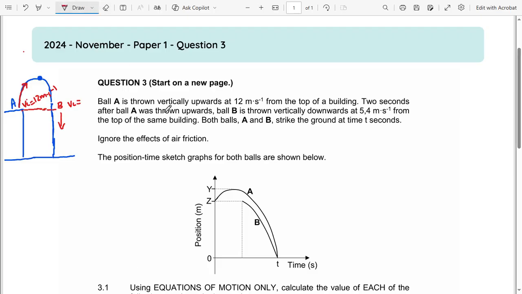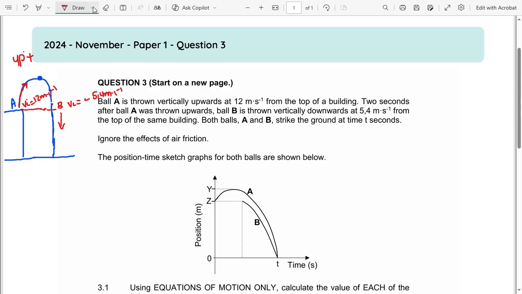Okay, so now I think there's something that I need to fix here. Direction. So they say let's say I choose up to be positive. If I choose up to be positive, you can see that the velocity of B will go down, which gives us negative 5.4 meters per second. Okay, we'll keep on going back to it if we need something.